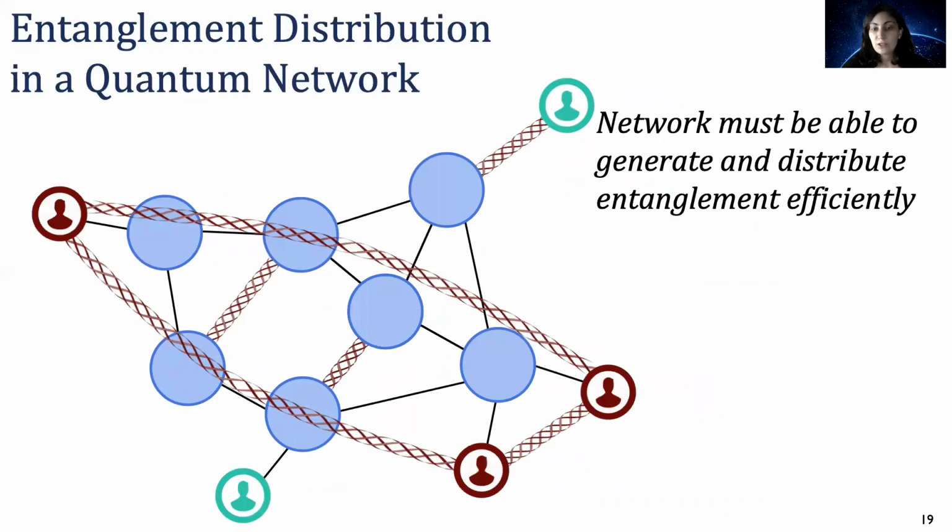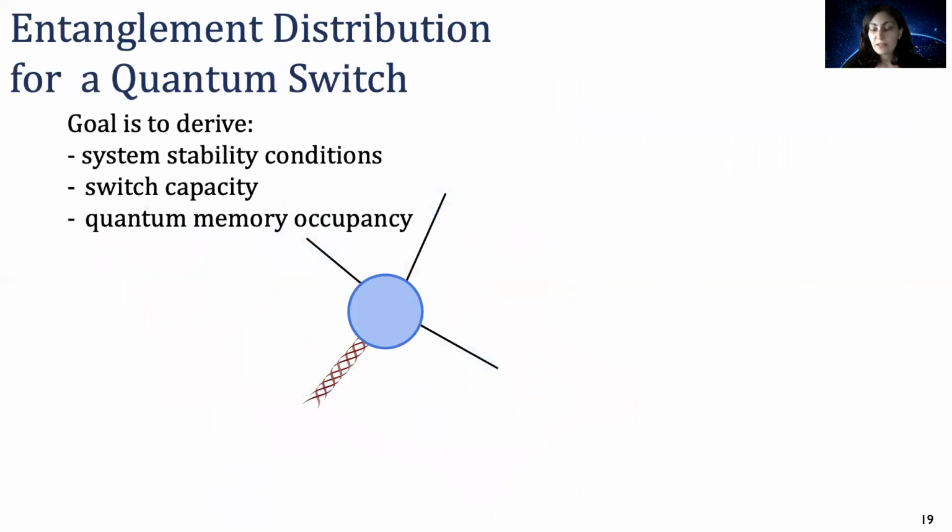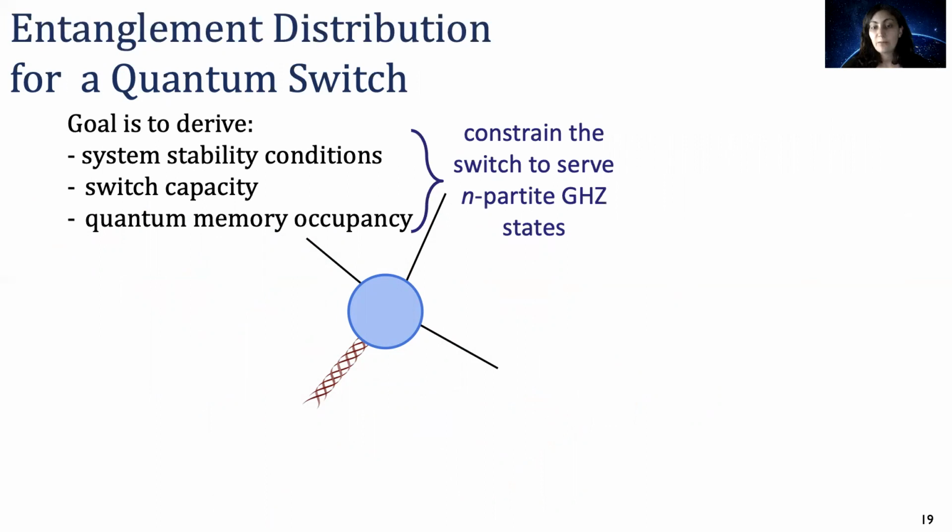Regardless of the application that the quantum network is being used to support, the network must be able to generate and distribute entanglement efficiently. To gain insight on how this can be done, we focus on a single quantum switch, and our goal is to determine stability conditions for its operation, derive its capacity, and also an expression for its quantum memory occupancy. In this work, we constrain the switch to serve N-partite GHZ states for N greater than or equal to 2. We will perform the analysis using a queuing theoretic approach.